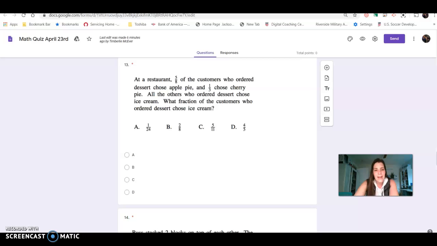13. At a restaurant, 5/8 of the customers who ordered dessert chose apple pie, and 1/3 chose cherry pie. All the others who ordered dessert chose ice cream. What fraction of the customers who ordered dessert chose ice cream?